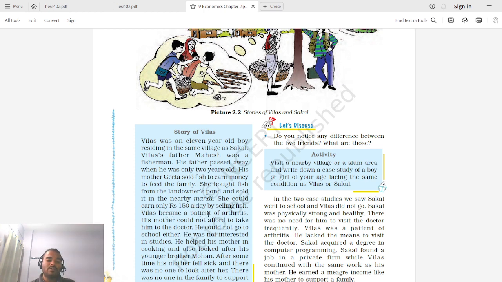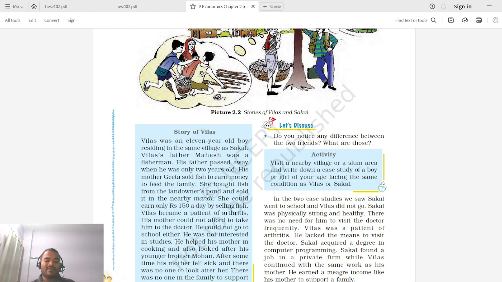Vilas became a patient of arthritis. His mother could not afford to take him to the doctor because of their poor condition. He could not go to school either. He was always in bad health, and because of his bad health, he could not attend school.